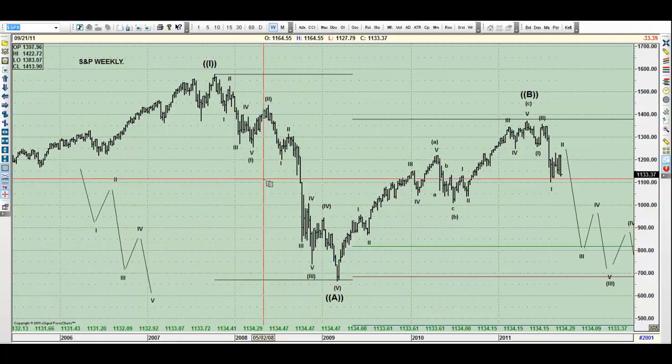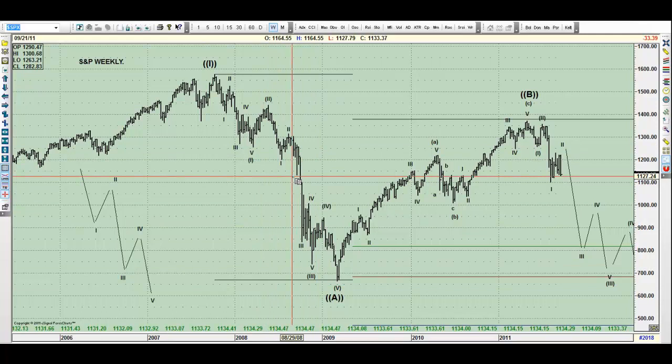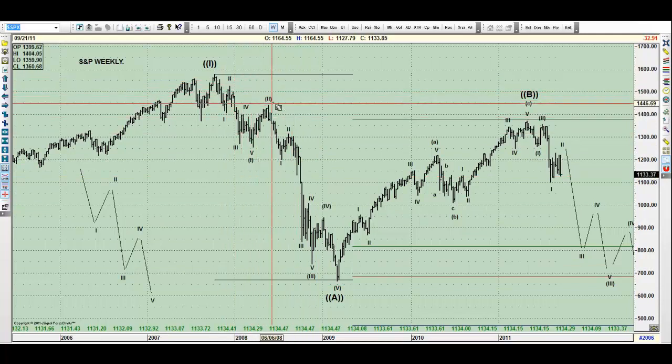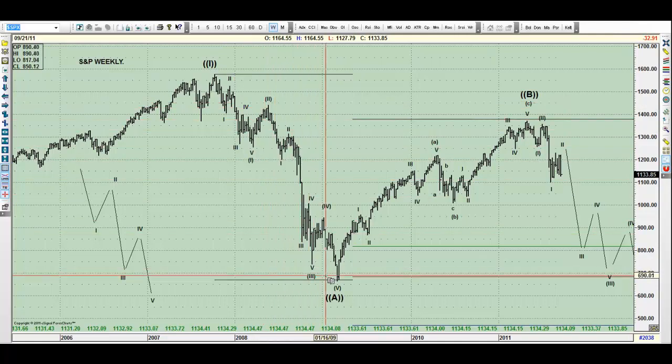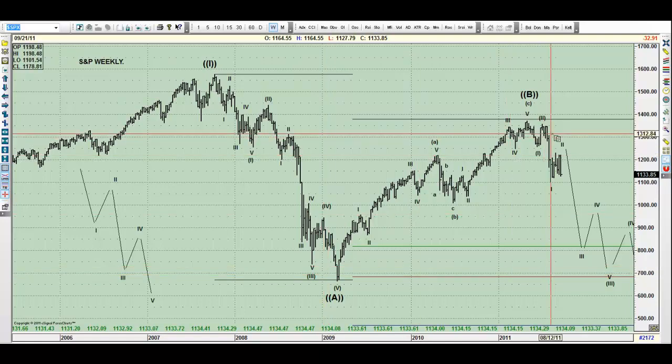Now, how do you know when the turning point is going to happen? How do you know the extensions of the wave? That's why you use Fibonacci levels.